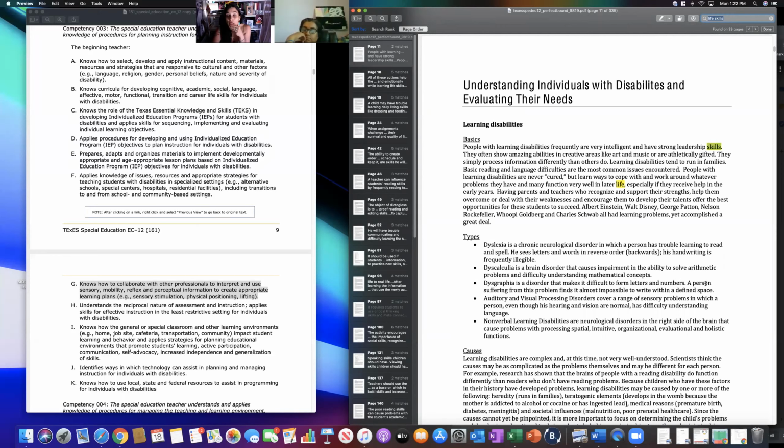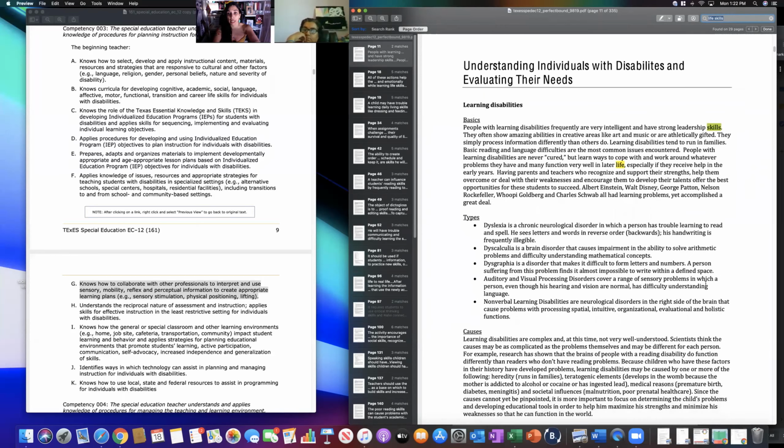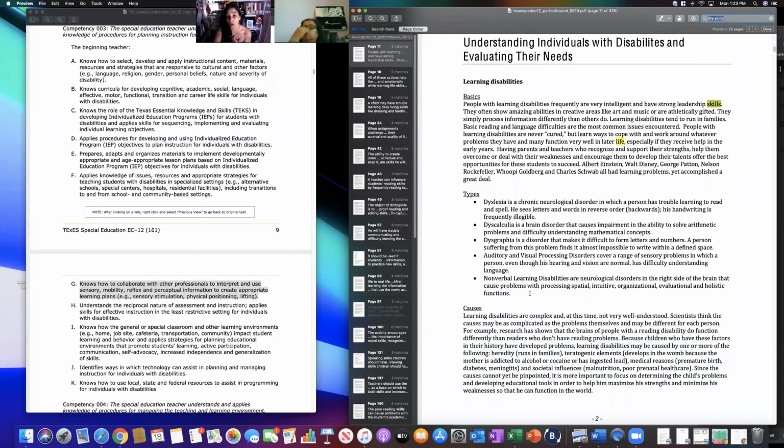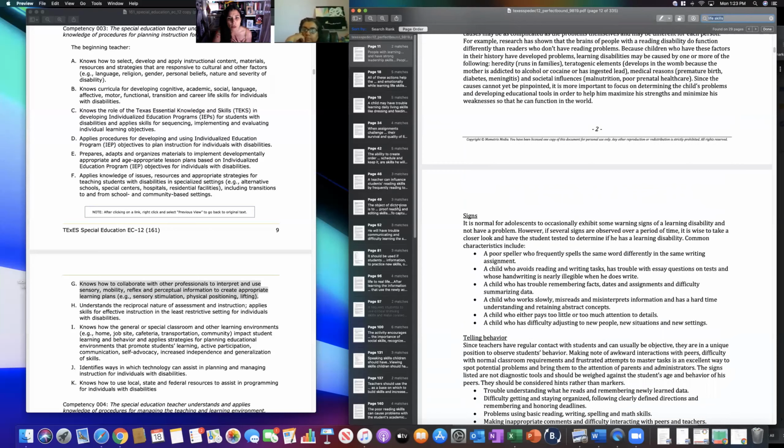Okay, so here is where you'll go to get very detailed information on different disabilities that they might have. You're familiar with dyslexia, right? And then dyscalculia, that's with math, so with numbers. Dysgraphia, difficulty with writing. And then auditory and verbal, and nonverbal learning disabilities. So let me see where life skills is at.